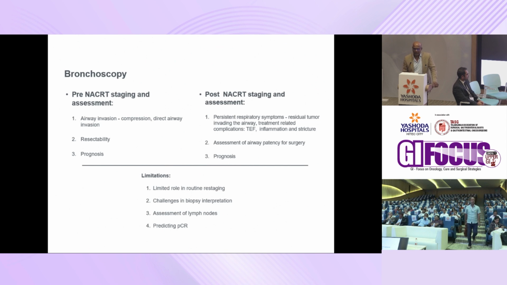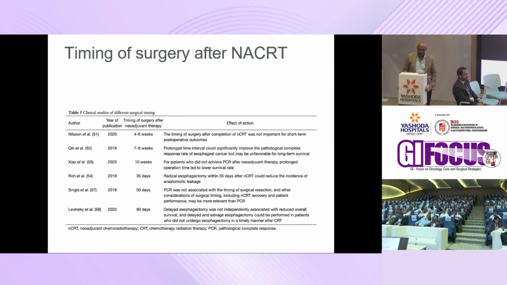So airway patency assessment is very important before surgery. So when the lesion is close to the carina or in upper esophageal tumors, it's very useful for us to do a bronchoscopy to assess the airway patency. And with any persistent respiratory symptoms, we have to suspect tracheoesophageal fistulas and invasion of the tumor. So the limitations are it's not used for routine staging, but a definitive role is there in case of any suspicious lesion where the tracheobronchial tree is involved. And again, challenges in biopsy interpretation and assessment of lymph nodes are real.